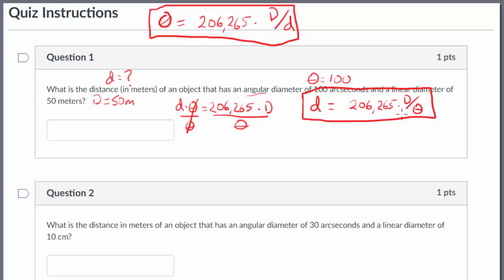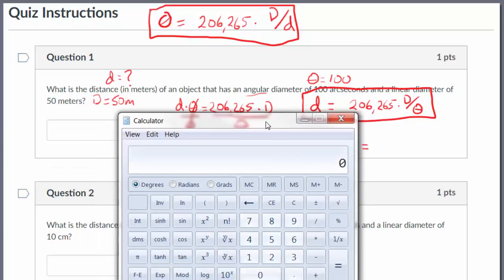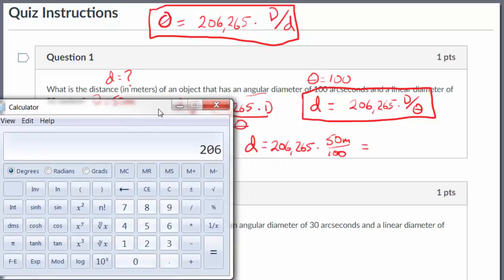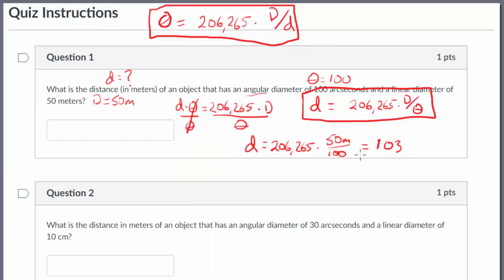I have a capital D of 50 and a theta of 100. So I'm going to get an answer, which is that the distance equals 206,265 times 50 meters divided by 100 arc seconds. And the units are all set up so that those units don't really matter in this case. So let's put that into our calculator here. Okay, 206,265 times 50 divided by 100. And I end up with an answer of 103. Uh-oh, I lost it here.